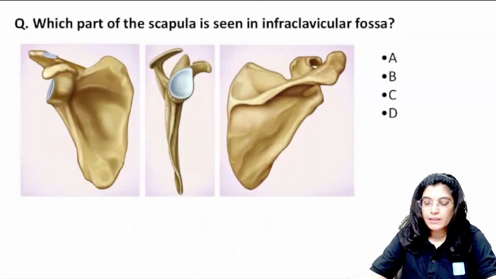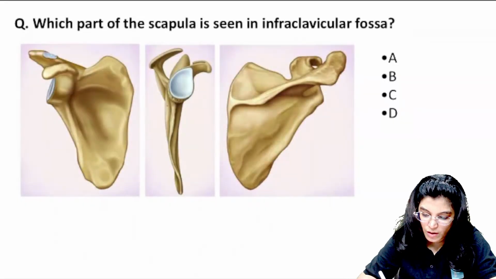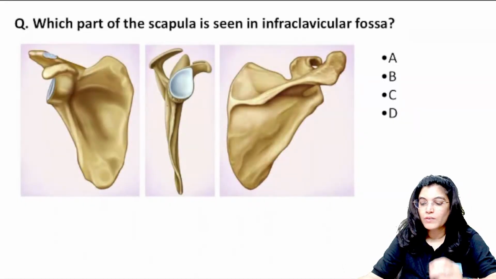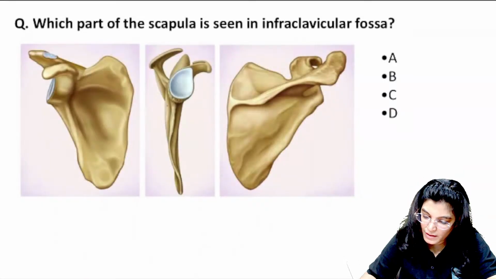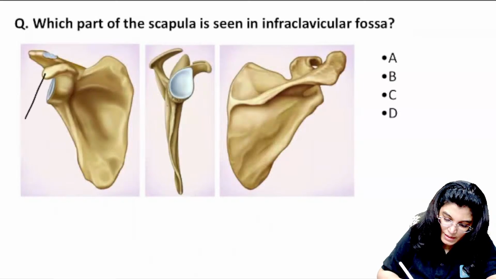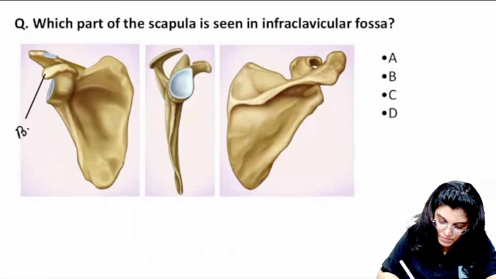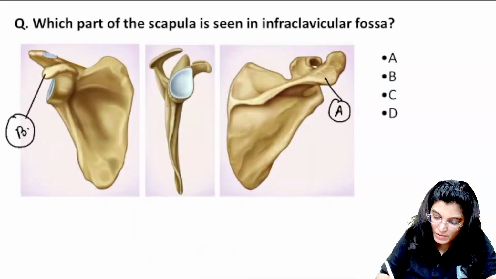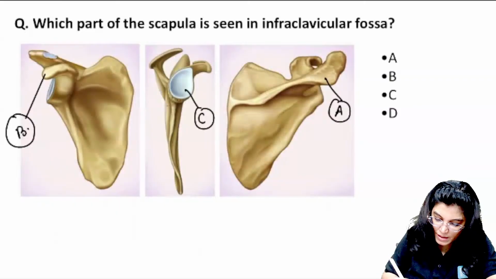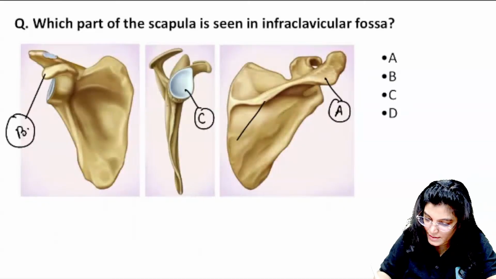Okay, so here are a few MCQs you have to solve. Basically, which part of the scapula is seen in the infraclavicular fossa? I just want to mark this as A, this as B, this as C, and this as D.